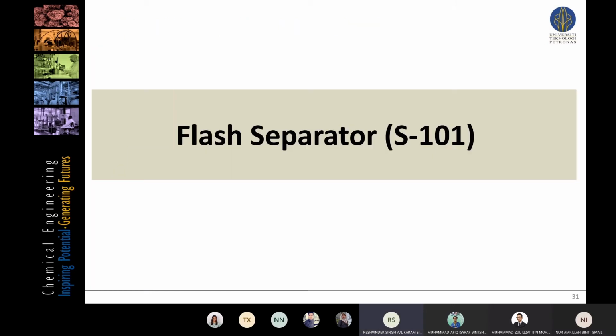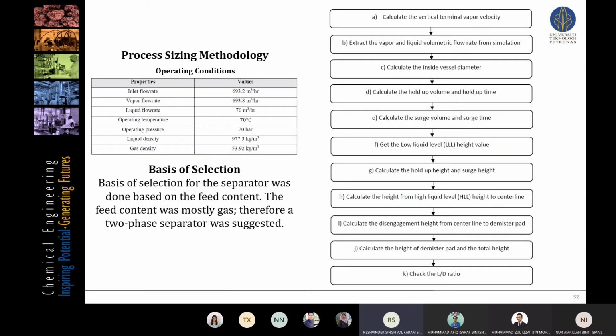So the major equipment that I selected was the flash separator. I'll start with the operating conditions. As can be seen here, the operating temperature is about 70 degrees Celsius, the pressure is about 70 bar, and the other important specifications included are the inlet flow rate, vapor flow rate, liquid flow rate, the liquid density, and gas density. Now I'll move on with the basis of selection.